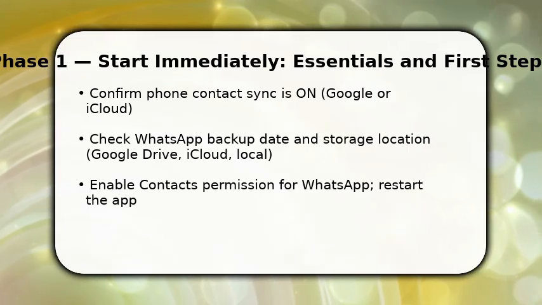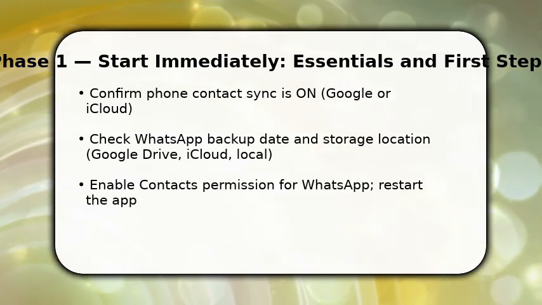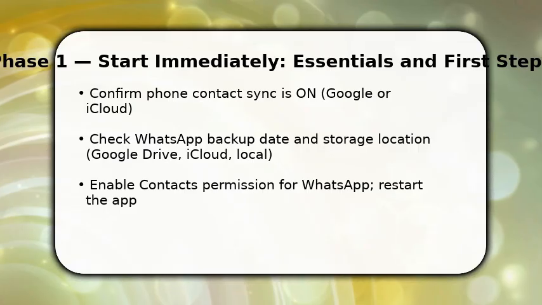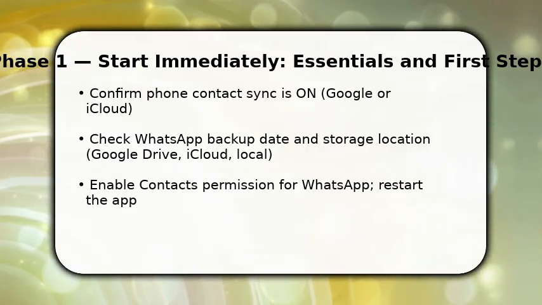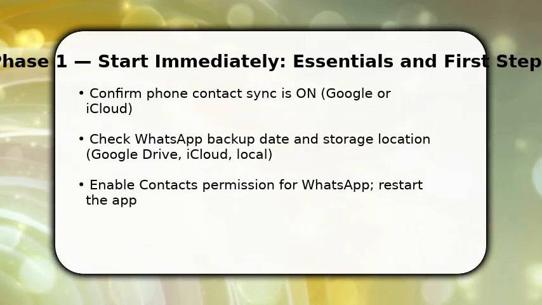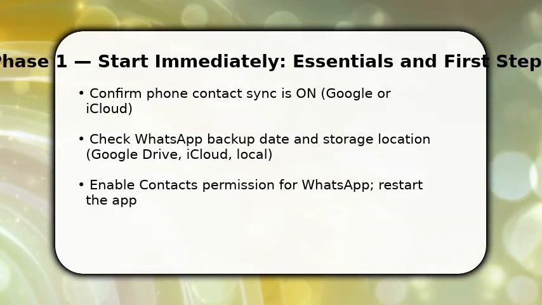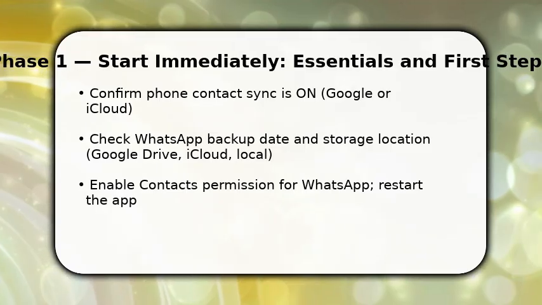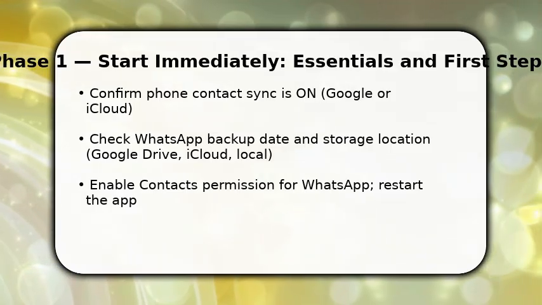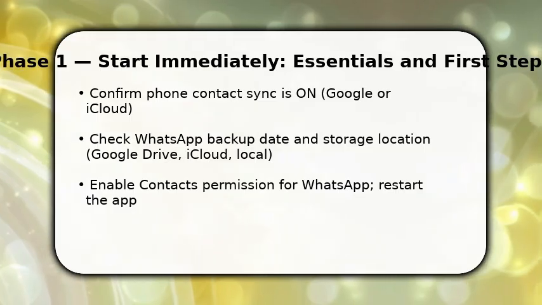Enjoy the video. You start by verifying what's available. Make sure your phone contacts are synced to Google or iCloud and that WhatsApp backup exists. Once done, confirm WhatsApp has contacts permission so it can read saved numbers. Also check the backup date and whether it's on Google Drive, iCloud, or only local storage. This decides your restore method.